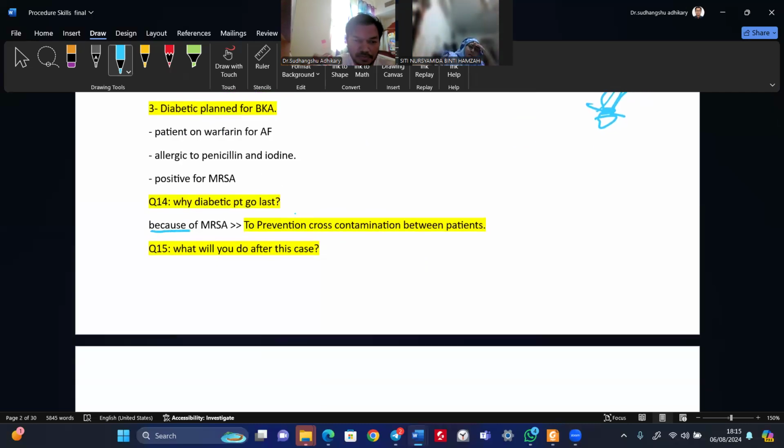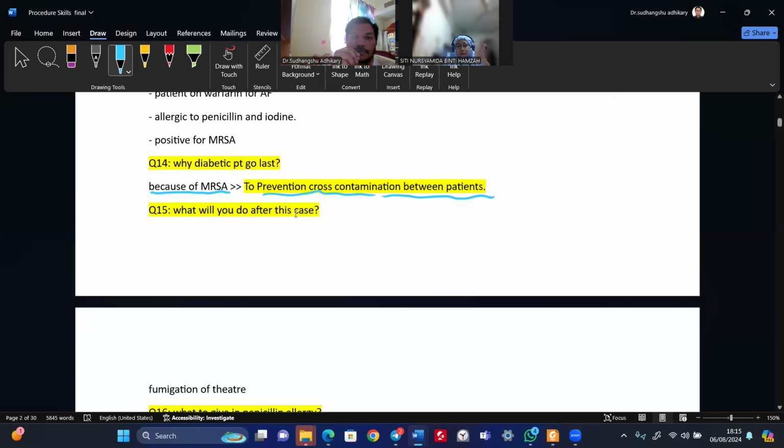This is a diabetic patient, but why do you put it last? Because the patient has MRSA, to prevent cross contamination between patients. Yes. Diabetic patients we can actually keep nil by mouth later. No need to keep nil by mouth for more than 2 missed meals. Allow orally until 8 or 9 a.m. in the morning. Yes, we usually do like that.